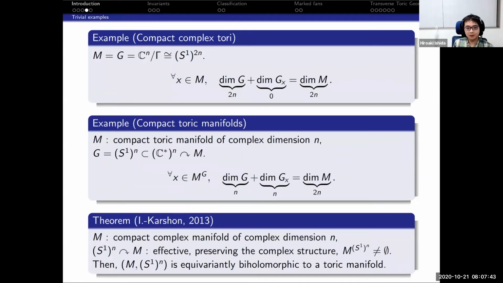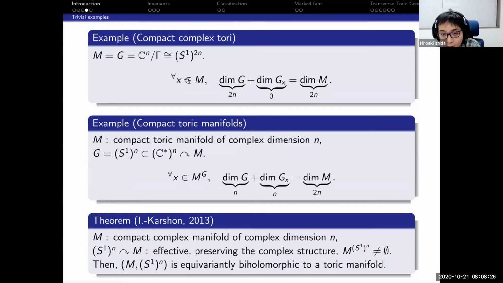First, let me show you several examples of maximal torus actions. The first one is a trivial example. Let M be a compact complex torus, and G is also the compact complex torus, M itself. So M is C^n over Gamma, where Gamma is a lattice of C^n. This is isomorphic to the n-dimensional torus as real Lie groups.